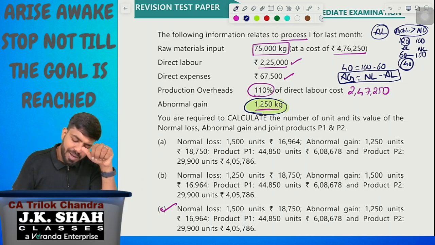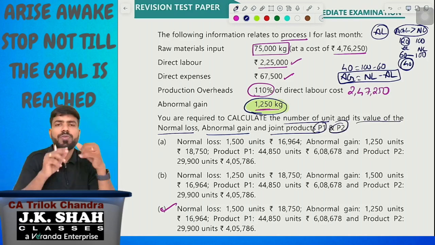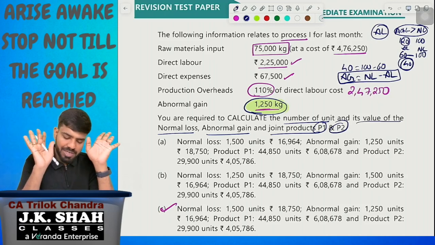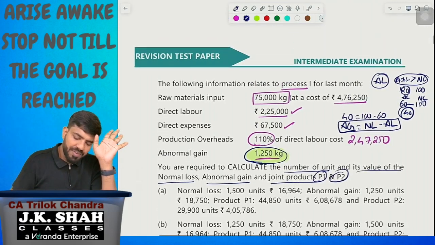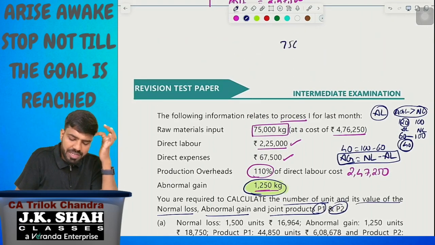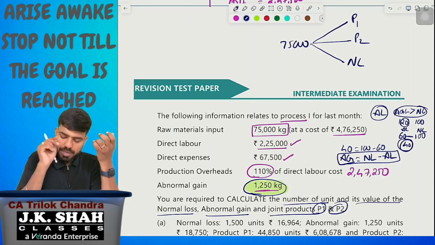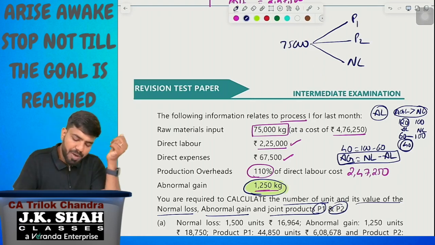You are required to calculate the number of units and its value of the normal loss, abnormal gain, joint products P1 and P2. So we need to know units, we need to know value. First we'll discuss units. Listen to me. Totally 75,000 units. In that we need to know how many units are P1, how many units are P2, how many units are normal loss, and how many units are the abnormal gain.